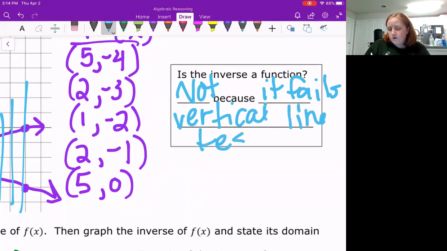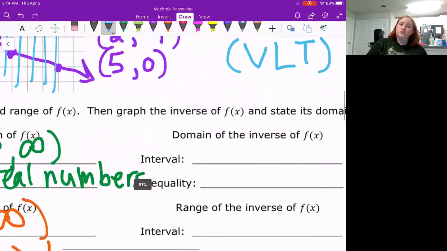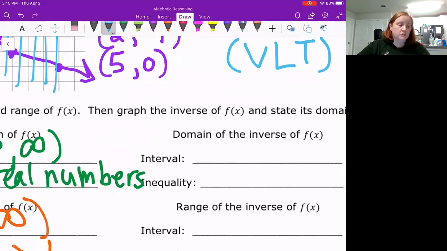Now, for here, just to save on a little bit of time, I'm going to abbreviate this vertical line test. Now, some of your inverse functions will be functions. Not all of them, like we just saw, but some of them will be. So you just have to keep in mind that idea of drawing a vertical line. If it hits more than one time, not a function.